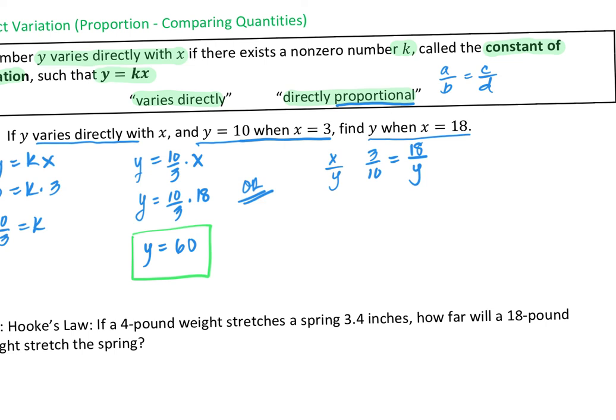But also when you have a proportion, you can choose the order that you set up your fraction. I notice that my y that I'm trying to find is in the denominator, so maybe I want to put y's over x's, which is perfectly fine. So I'm going to have y is 10, x is 3, is equal to y over x is 18. And that might be easier because all you have to do is multiply both sides of this equation by 18 to get y is equal to 60. That's up to you if you want to set up a proportion or if you want to set up a direct variation and solve for k first.